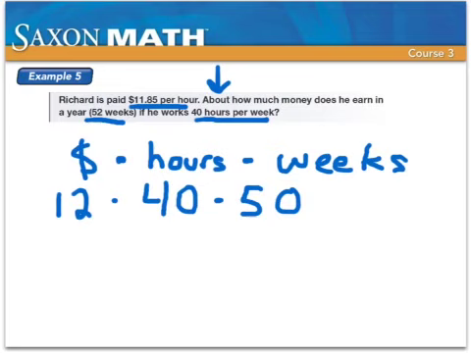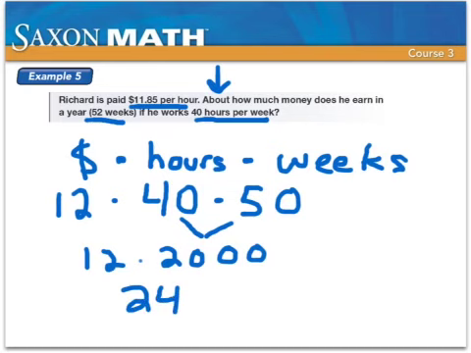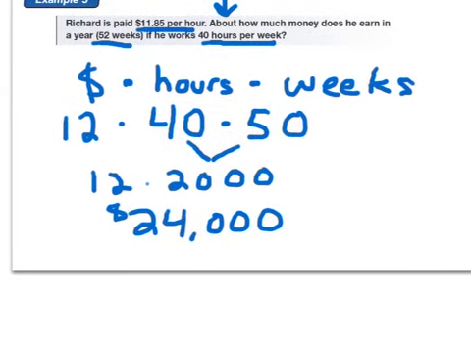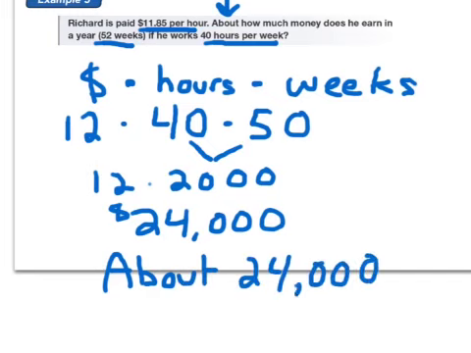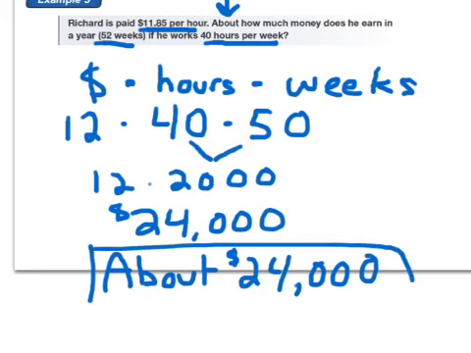Now, remember those properties of multiplication? We can multiply numbers in any order we want, so I'm going to multiply these two together first because they're easy. 40 times 50, that's 2,000. And then 12 times 2,000 is 24,000. Now, to answer this question, we can't say he's making $24,000. We need to make sure that we say he's making about $24,000. Because it asked us about. That's not his exact amount, but it's close to what he's going to make each year. About $24,000.